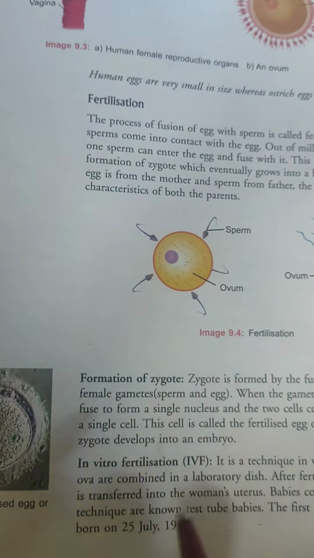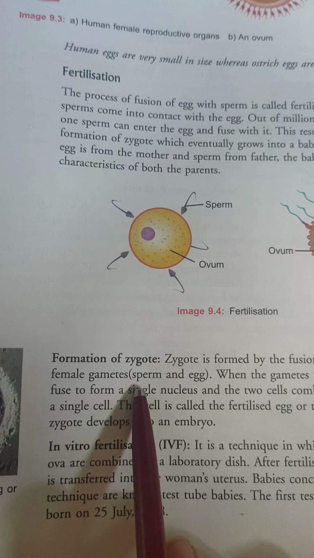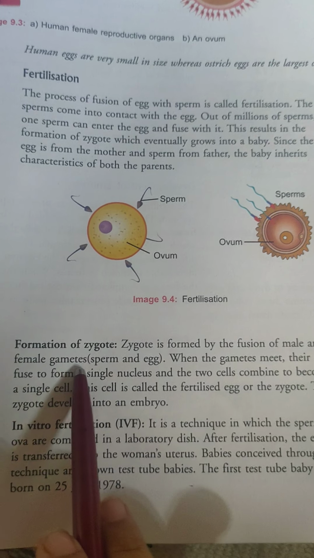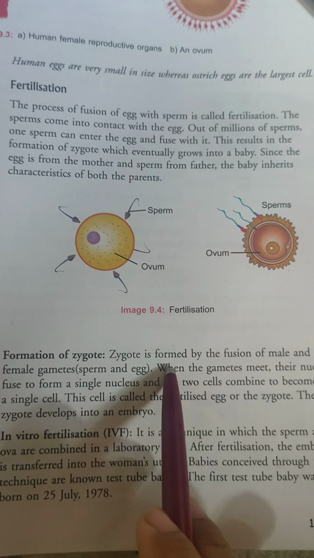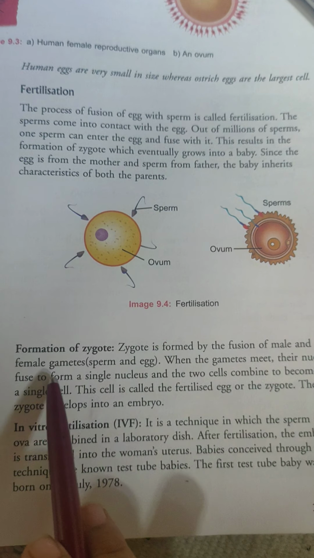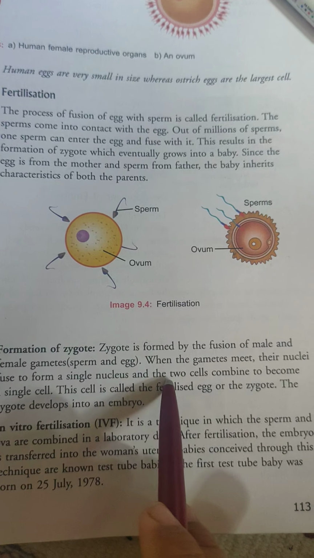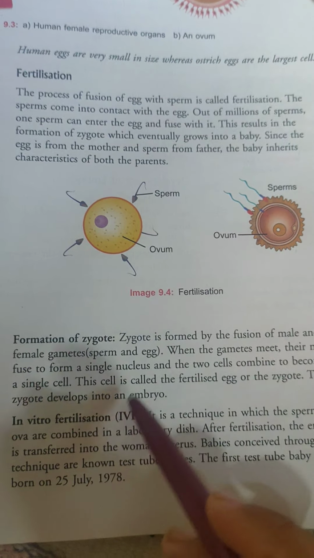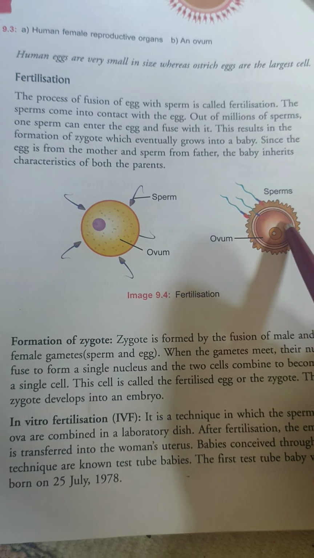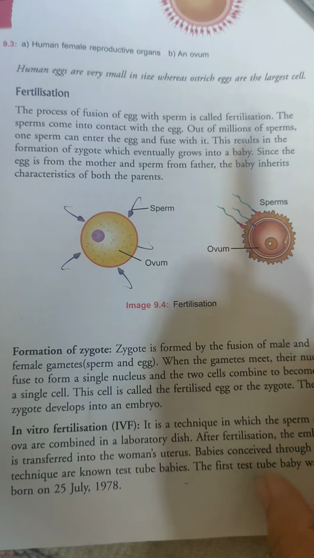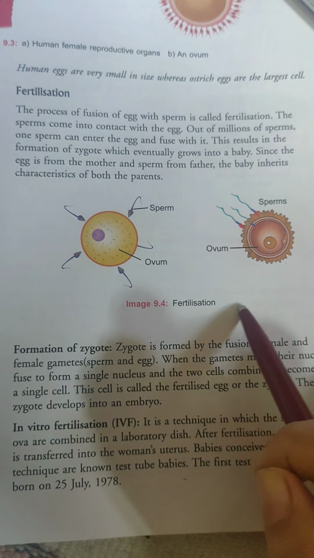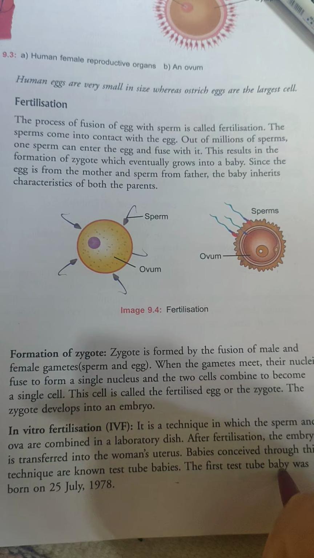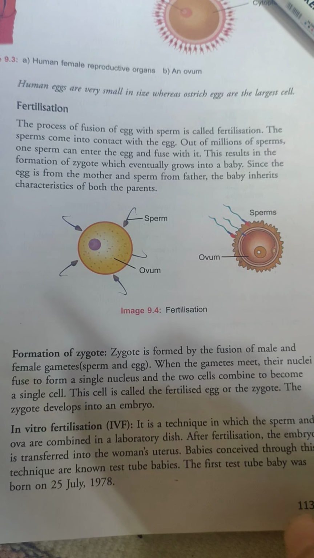Now coming to the formation of zygote. Zygote is formed by the fusion of male and female gametes. When the gametes meet, their nuclei fuse to form a single nucleus and two cells combine to become a single cell. I just now told you, when the nucleus of both the father and mother meet, the two nuclei combine to form a single nucleus. And then that particular nucleus will result in the formation of a baby.